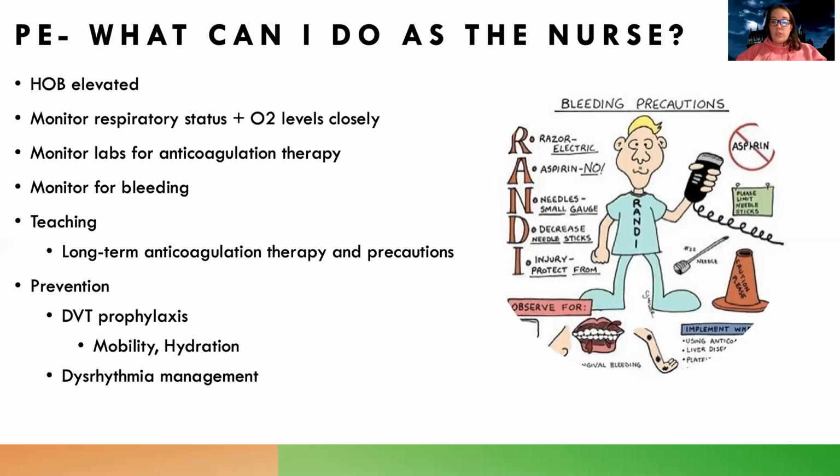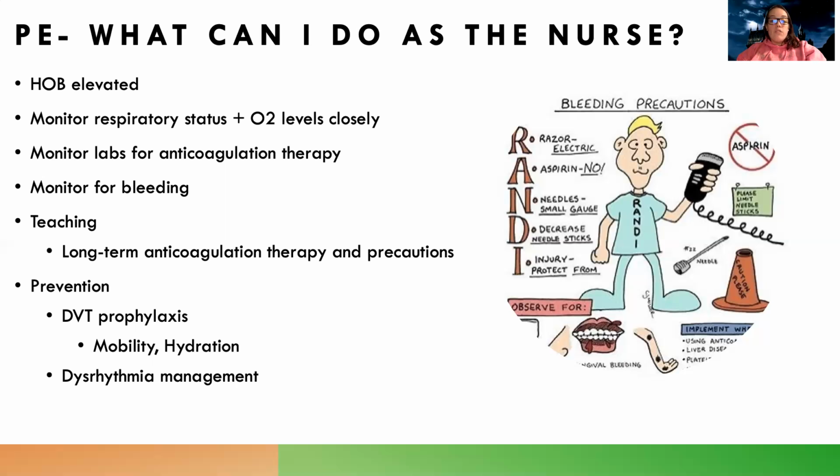So we also want to reinforce how we can prevent pulmonary embolism. While they're in the hospital, making sure they're on DVT prophylaxis, and then encouraging mobility and hydration. Remember Virchow's triad. We're thinking of all the things that cause you to form blood clots, so we want to try to decrease those.